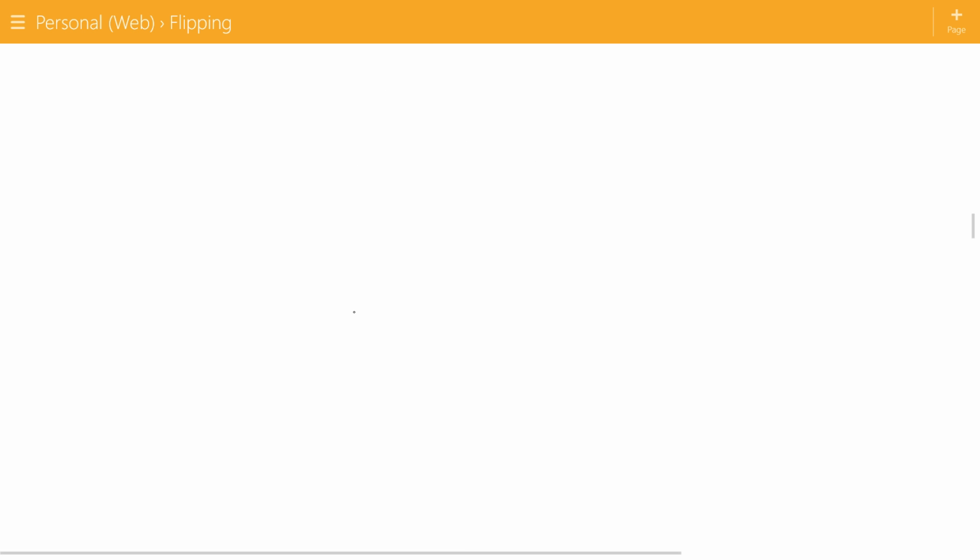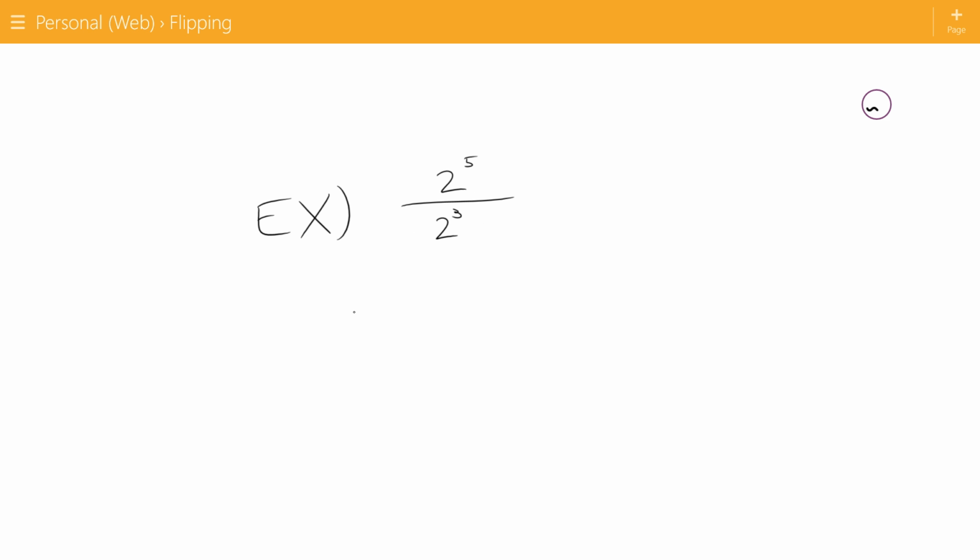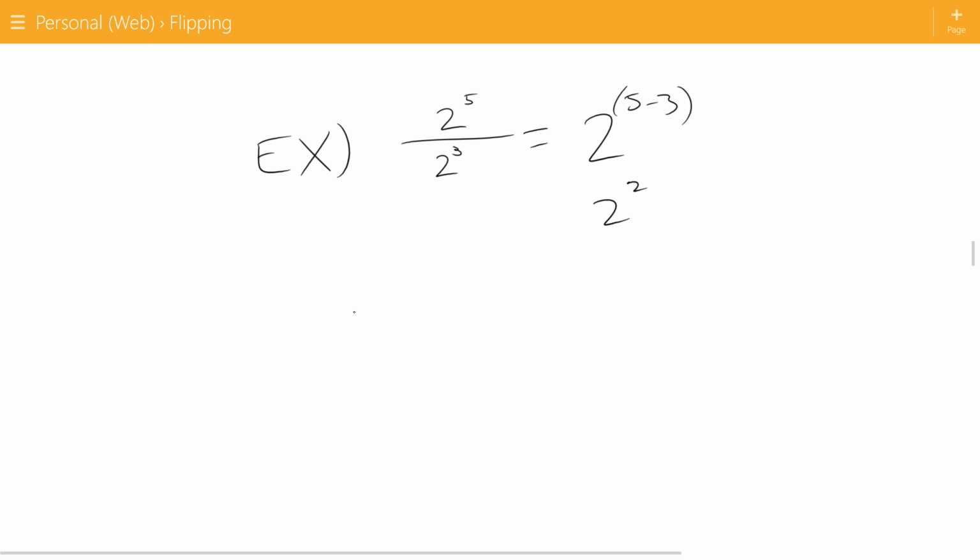So we've got an example. 2 to the fifth divided by the quantity 2 to the third. This equals 2 to the 5 minus 3. That's 2 squared. You can think of it another way.